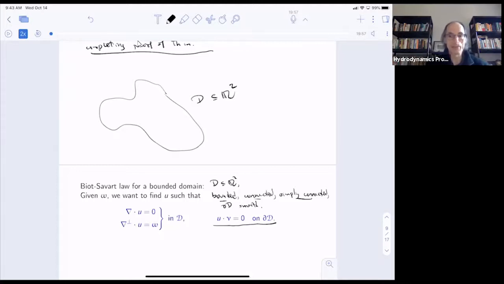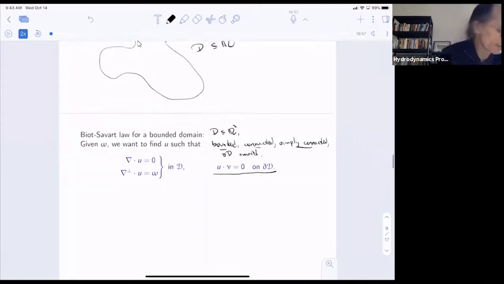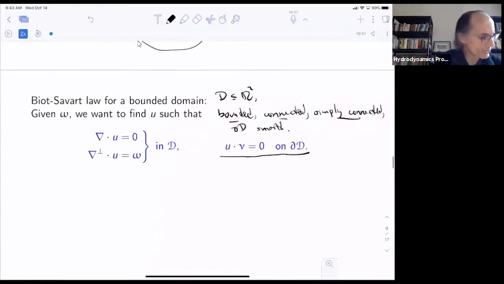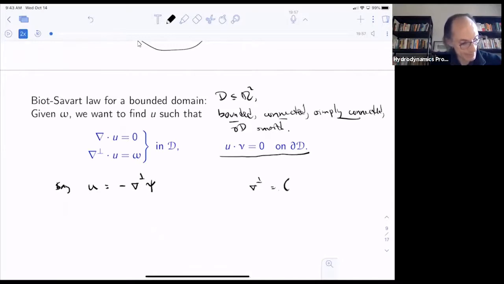A huge role in the previous proof was played by the Biot-Savart law, which told us how to recover a velocity field u once we're given a vorticity omega. Let's ask, how do we do that in this setting? Well, what we did before is we'll say u is the orthogonal gradient, where grad perp is, I think, minus D2, D1.